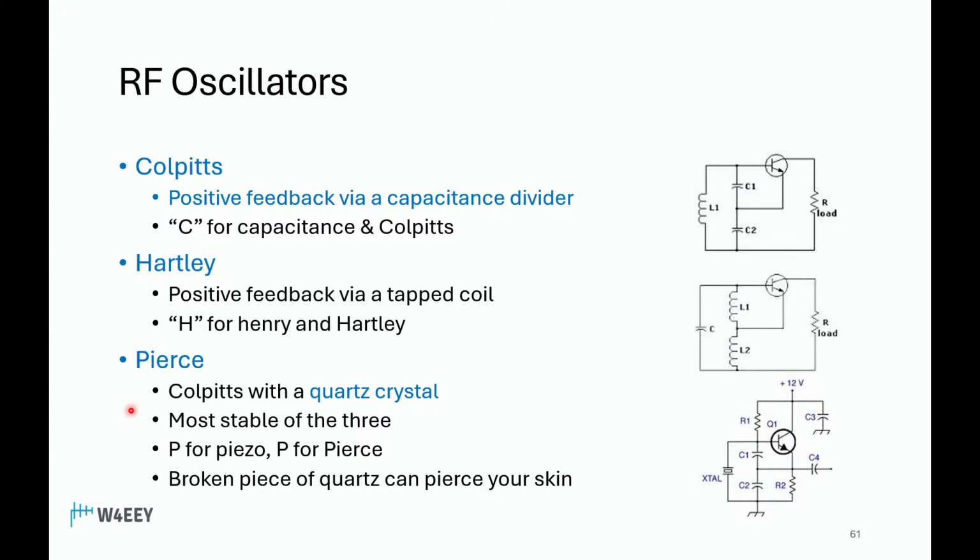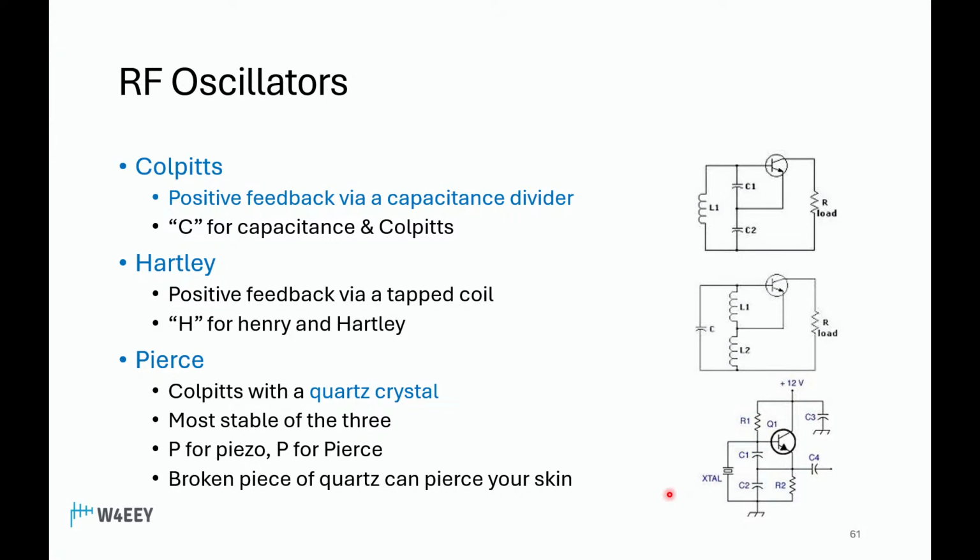Pierce, okay, this is basically like the Colpitts circuit, but it uses a quartz crystal. We're going to be talking more about crystals coming up. So it's the most stable of the three. A quartz crystal is a piezoelectric device. So P for piezo, P for Pierce, that works. It might help you get it. And here's another one. This one's kind of goofy, but a broken piece of quartz can pierce your skin. Quartz crystal, pierce. And I'll actually show you what a broken crystal looks like coming up in a second.